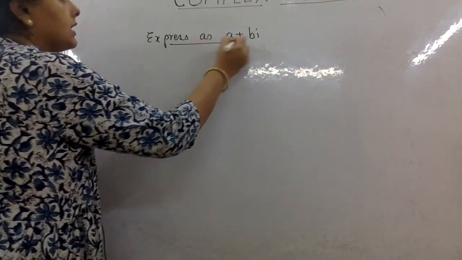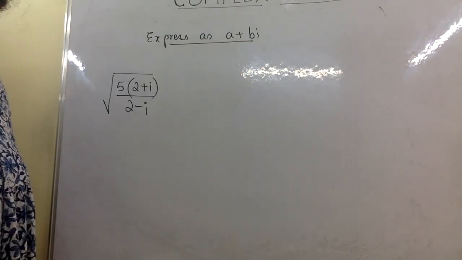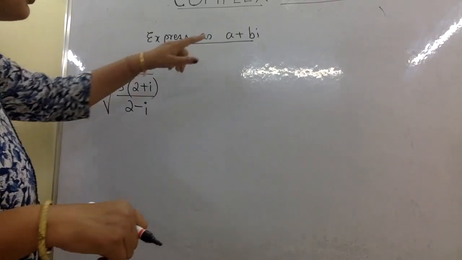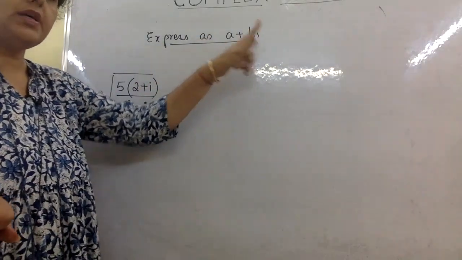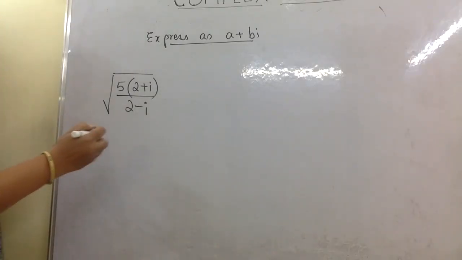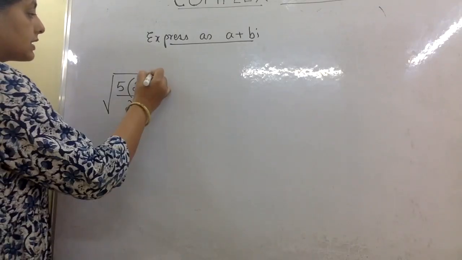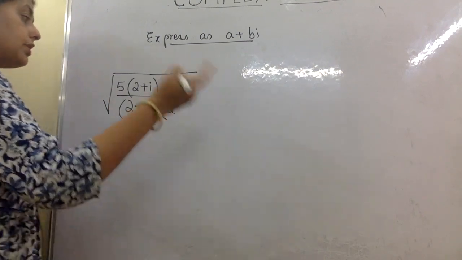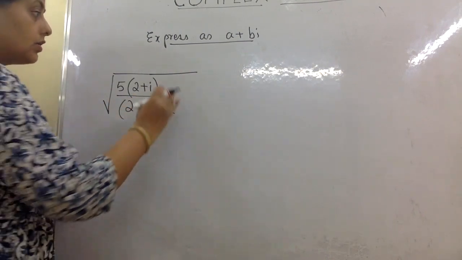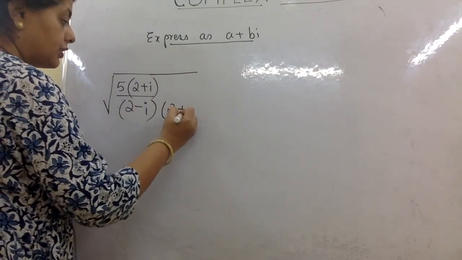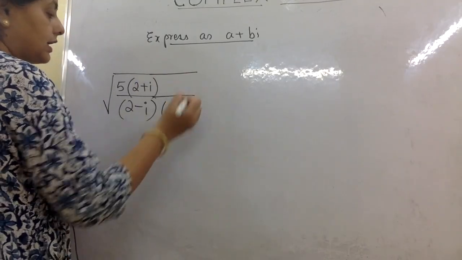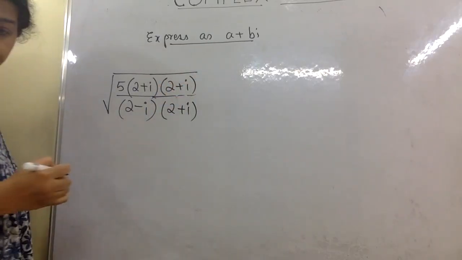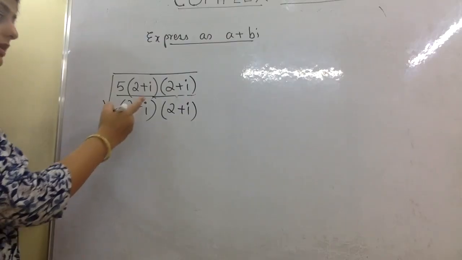Express as a plus bi. That means this complex number has to have one real part, then one imaginary part, and then i. So what I'll do is, I'll extend this a little bit and do the 2 only inside, not outside, because then it will have a different meaning. Whatever you are trying to calculate and rationalize, you have to do it inside the root sign.